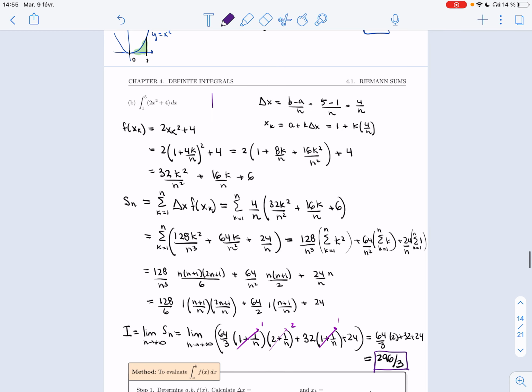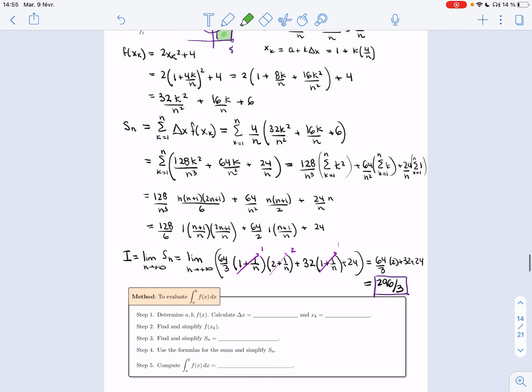All right, so if we graph this function, we'll get something like that. And we got the area from 1 to 5. We got this area right here. We got that there was 296 thirds.